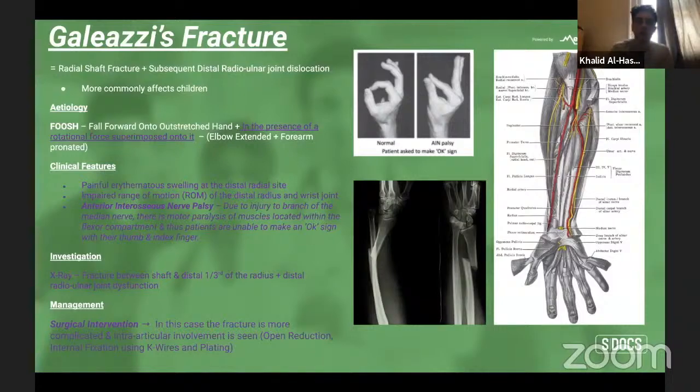So the investigation would be an X-ray again, and it would show, as mentioned, a distal radial shaft fracture with radio-ulnar joint dislocation or disruption. And for management, since there is not much place for conservative management, surgeons would have to opt for surgical intervention because it is complicated and there is also intra-articular involvement seen. So therefore, we would tend to opt for an ORIF approach, known as open reduction internal fixation, using K wires and plating. Here is a picture of the arm.